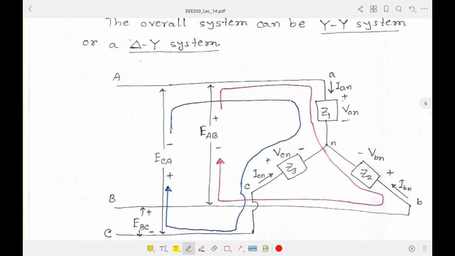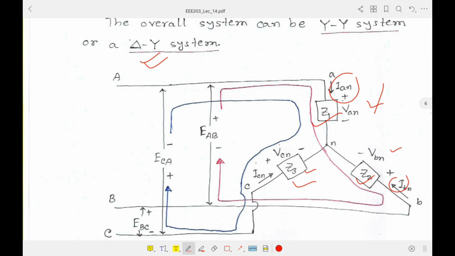And also this could be a delta-Y system, because we know that in delta connection we have no neutral connection and we have just three wires. So this could be either a YY system with no neutral connected, or a delta-Y system. So this could be a typical load. These are three branch impedances Z1, Z2, Z3, and they are not equal since we are considering the unbalanced phenomena. And these are the phase voltages VAN, VBN, VCN, and these are the phase currents IAN, IBN, ICN.